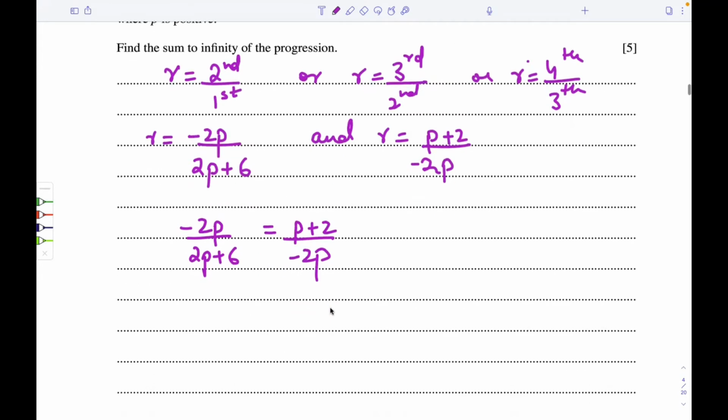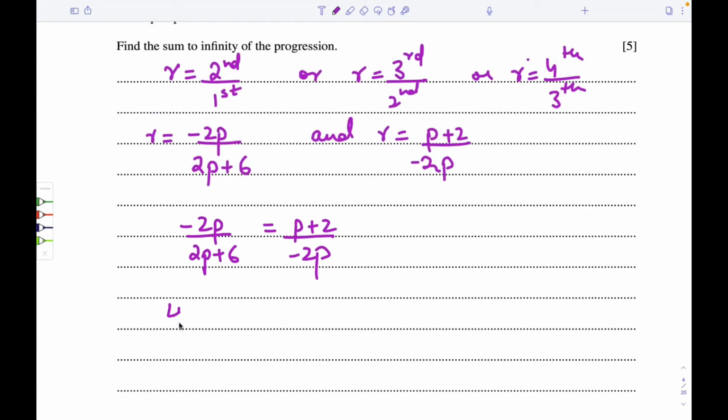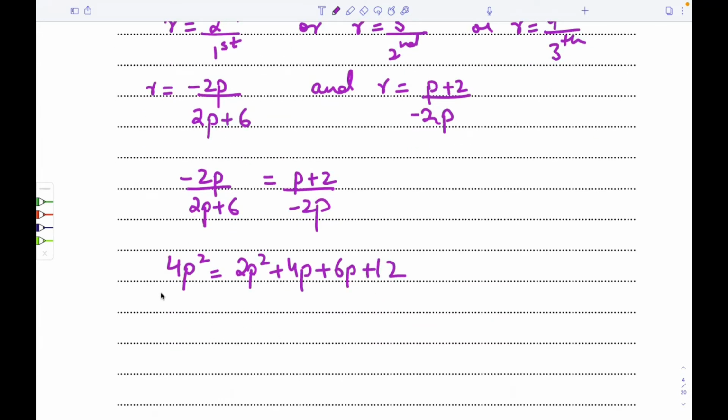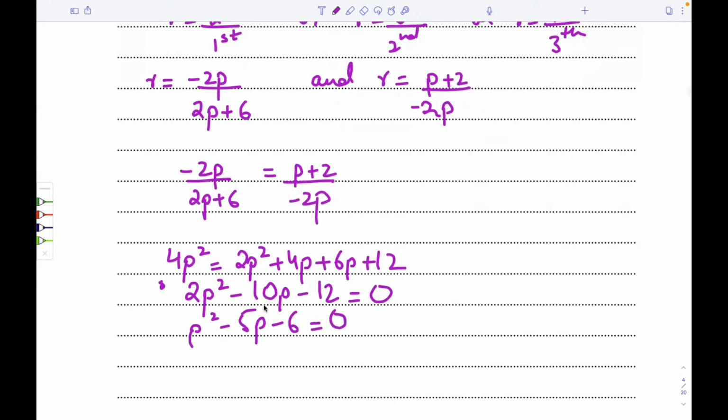So solving this, we get minus 2p into minus 2p, which is 4p squared. 2p plus 6 multiplied by p plus 2 would become 2p squared plus 4p plus 6p plus 12. Simplifying this, we get 4p squared minus 2p squared is 2p squared. 4p plus 6p is 10p, so this will become minus 10p minus 12 is equal to 0. We can write it as p squared minus 5p minus 6 is equal to 0.